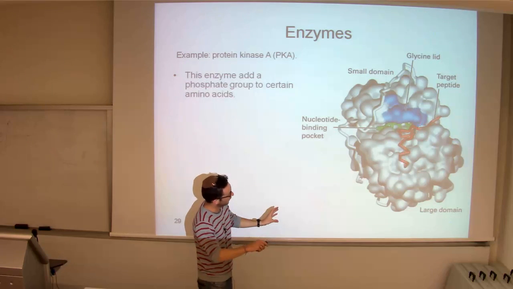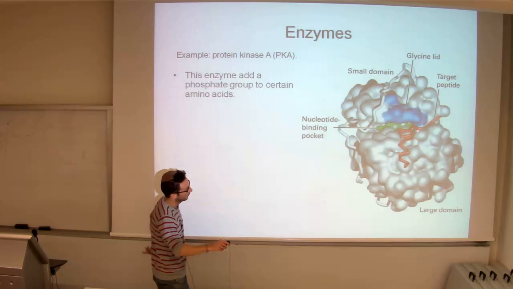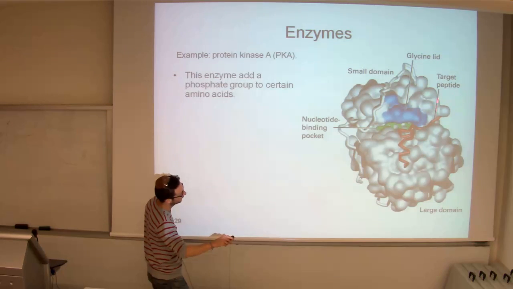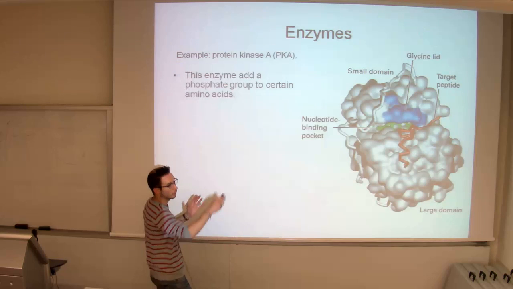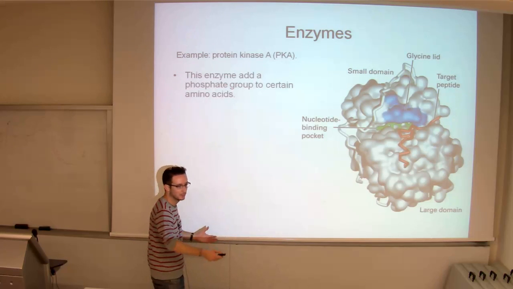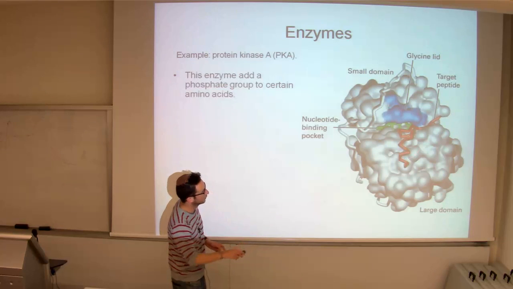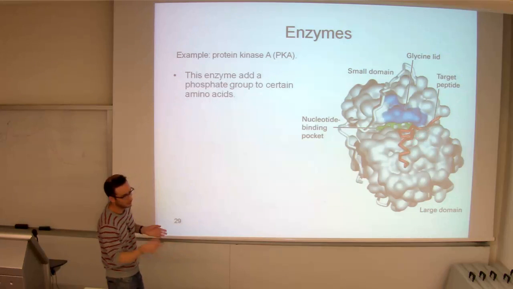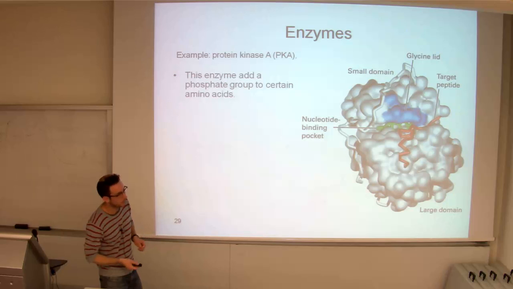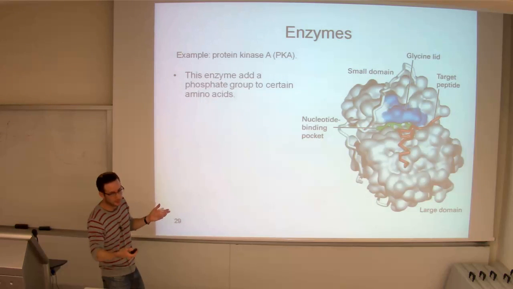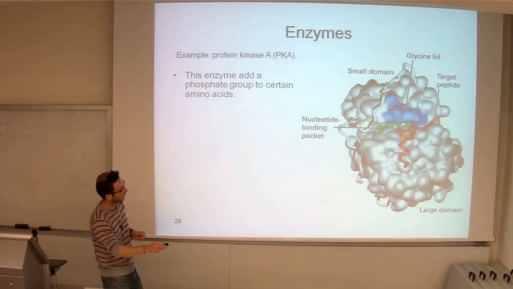In the large domain, there is a region right here beneath the red carbon trace. Here is the target peptide, part of the protein that's going to be phosphorylated. So underneath it, on the large domain, there is a region that recognizes specifically this peptide and a different peptide. So the specificity of PKA, as opposed to PKB and C, is mainly here, as the region that links the target peptide.